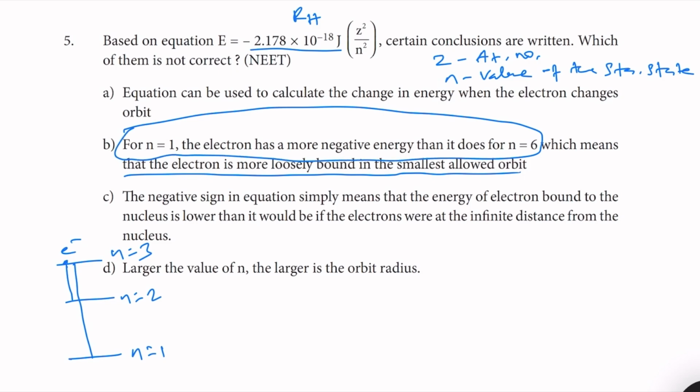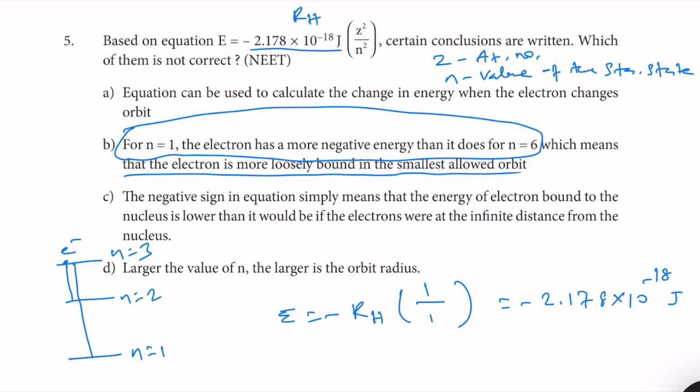So, when N equal to 1, because you have the Rydberg constant, let us just put it as Rydberg constant. Z value will be 1, 1 square is 1, N is also 1. So, this means that it will be simply E equal to minus 2.178 times 10 to the power minus 18 joules. So, the difference is the value of N.